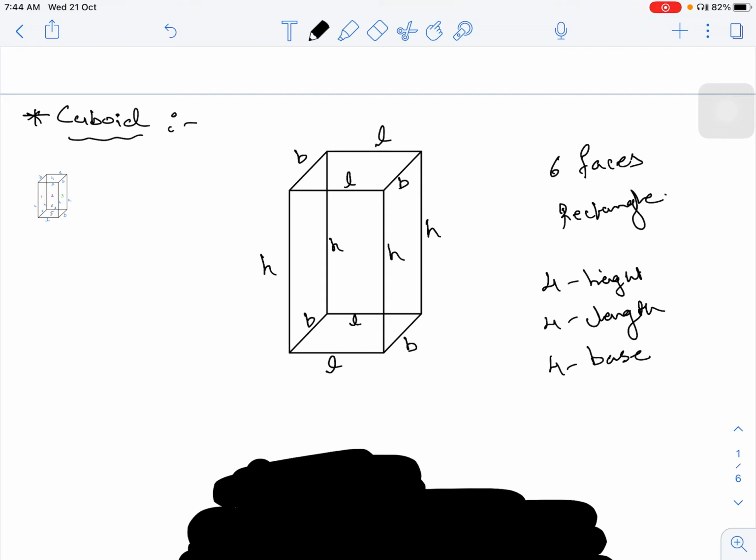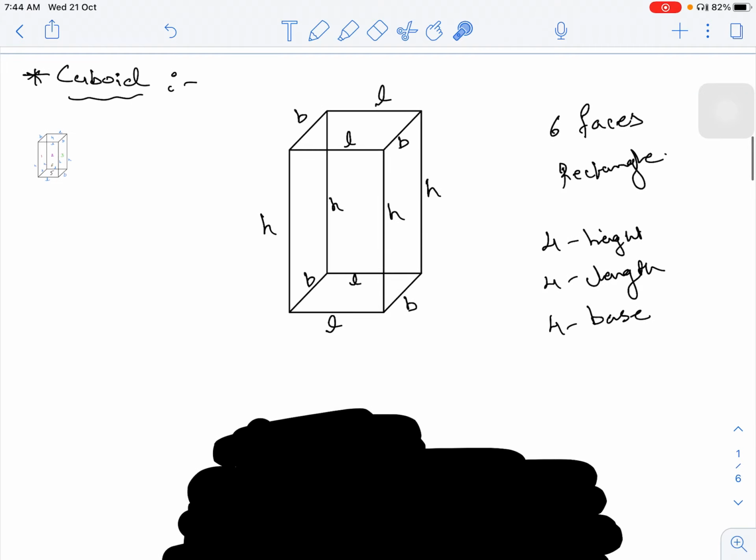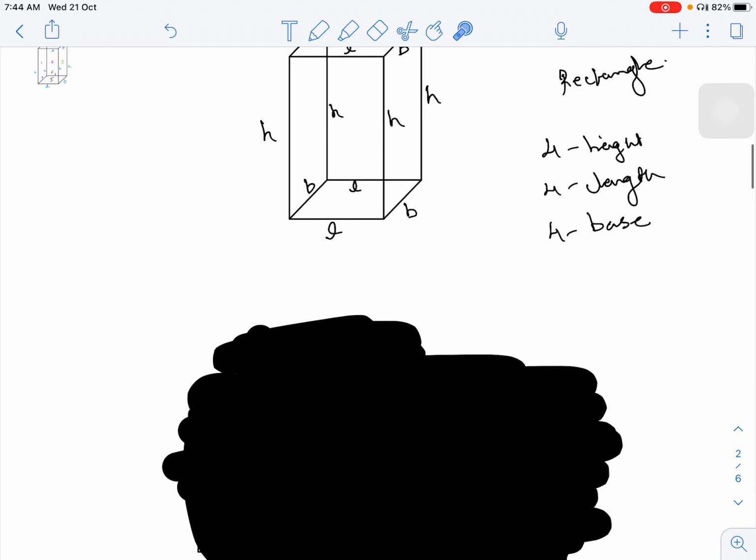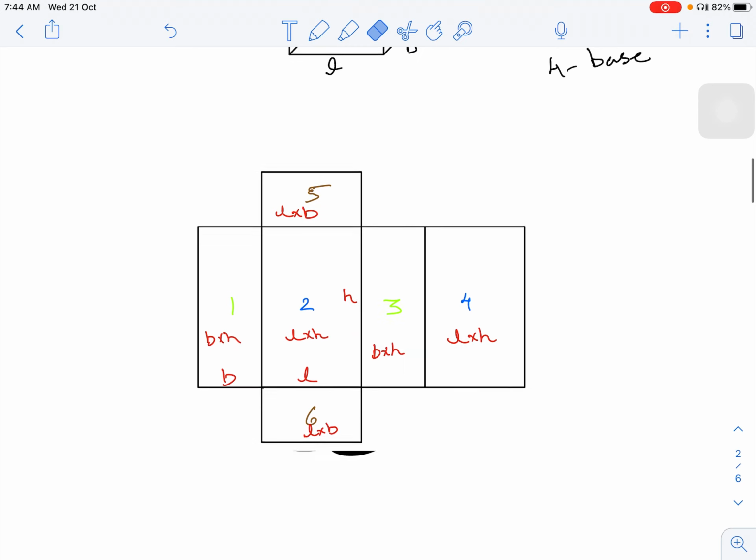Now, if there are six faces, we can find the area of each face individually. Let us open this figure. When we open this figure, it looks somewhat like this. Here it can be seen that this is our first face, second, third, fourth, fifth, and sixth. If this side is the base, this will also be the base, and this will be the height.